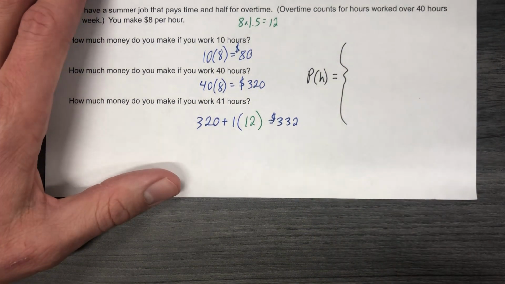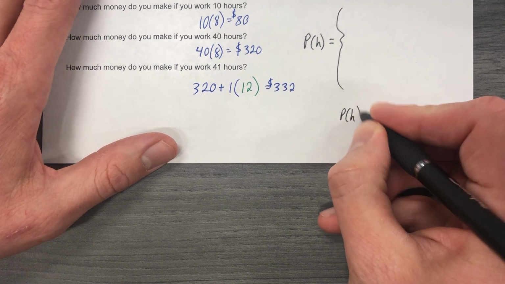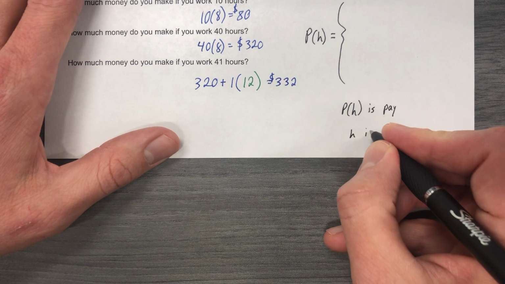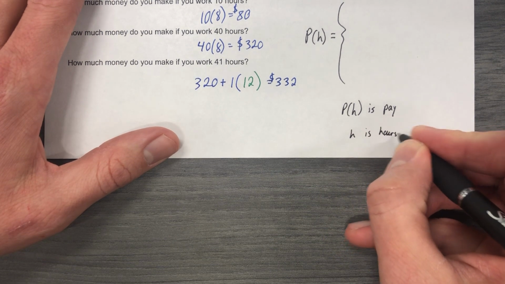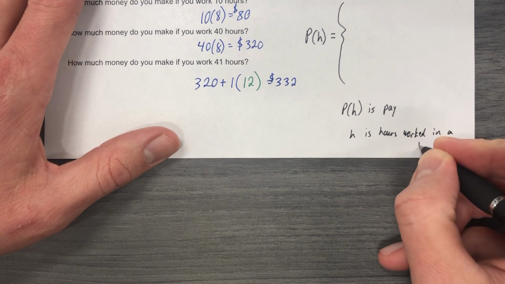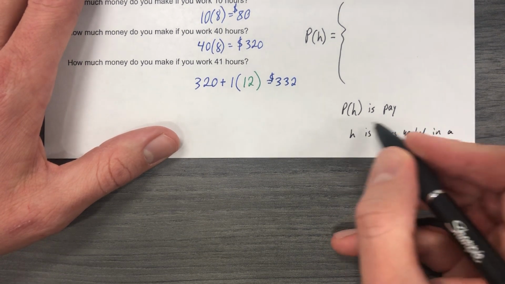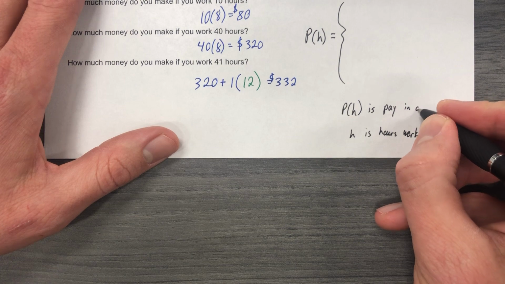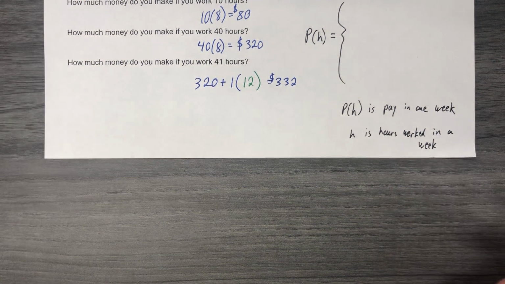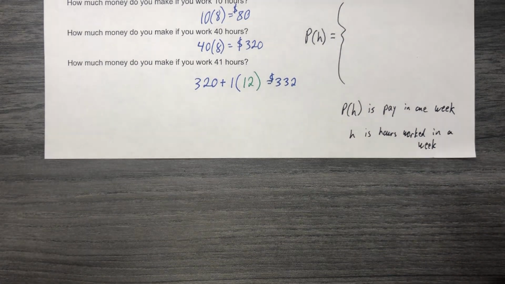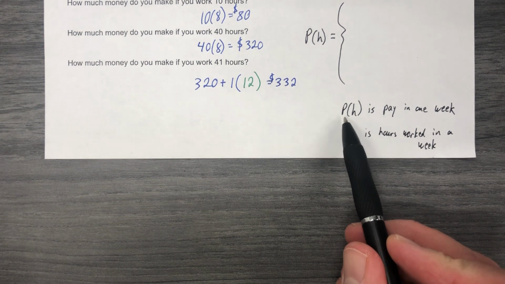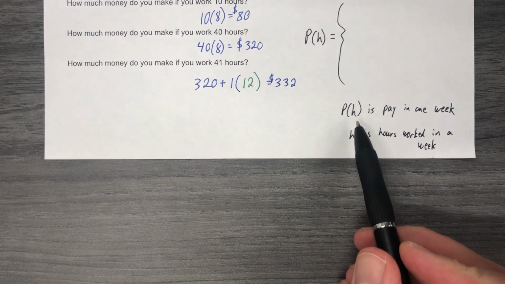Why? Let's define some variables. P of H is pay, and H is the hours worked in a week. So P of H is the pay in 1 week also. And H would be the number of hours I work. So if you want to word this all mathematical, which makes sense in this context, the pay is a function of hours. How much I get paid depends on how many hours I work.